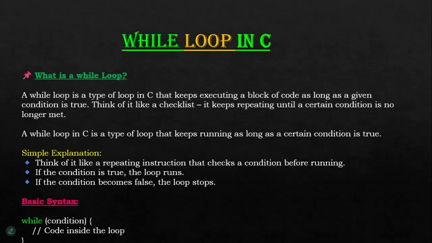Think of it like a checklist. It keeps repeating until a certain condition is no longer met. A while loop in C is a type of loop that keeps running as long as a certain condition is true. So that is a simple explanation of the while loop.